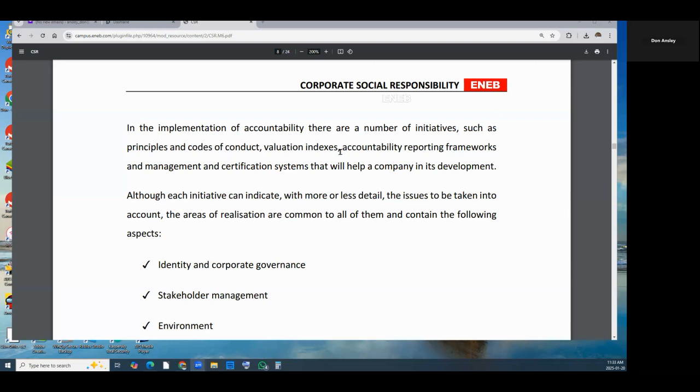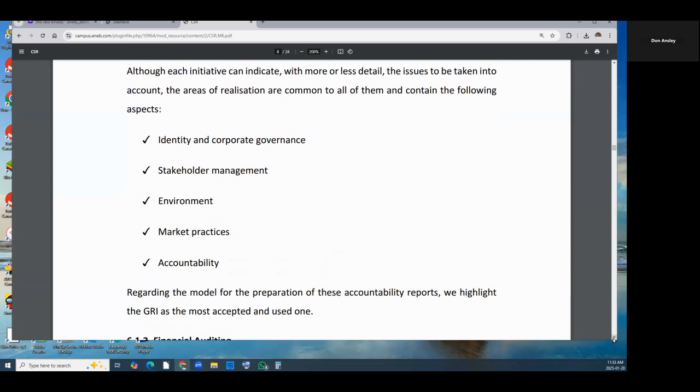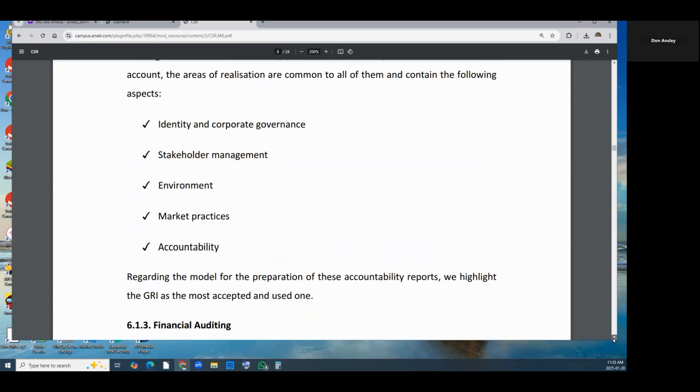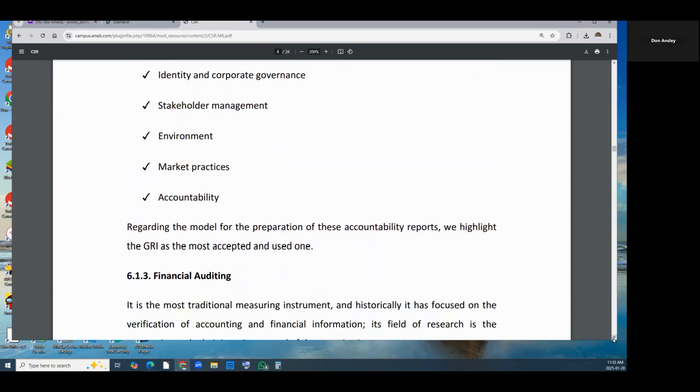In the implementation of accountability, there are a number of initiatives such as principles and codes of conduct, valuation indexes, accountability reporting frameworks, and management and certification systems that will help a company in its development. Although each initiative can indicate, with more or less detail, the issues to be taken into account, the areas of realization are common to all of them. They contain, or should contain, all the following aspects: the identity and corporate governance, the stakeholder management, the environment, the market practices, the accountability. Regarding the model for the preparation of these accountability reports, we highlight the GRI as the most accepted and used one.